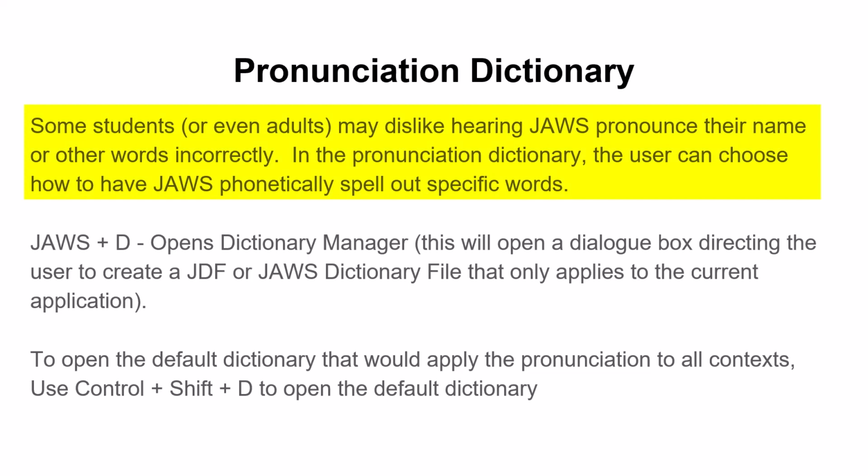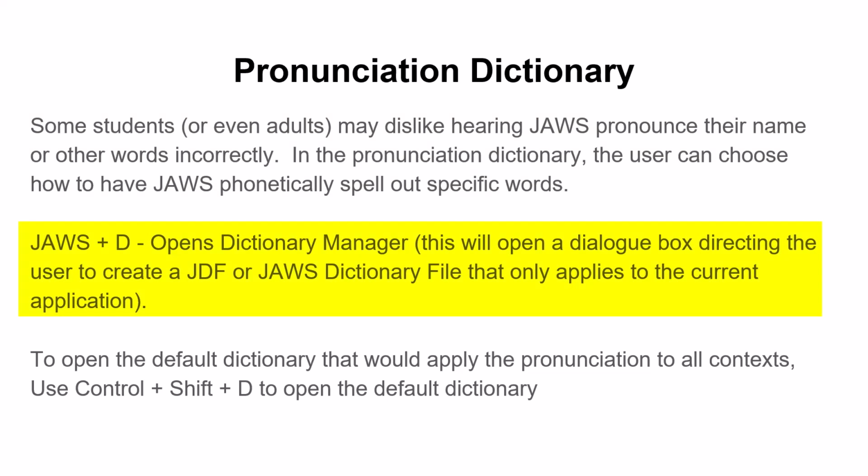Some students, or even adults to be honest, might dislike having JAWS pronounce their name or other words that they hear frequently incorrectly. It's a fortunate thing then that JAWS has a pronunciation dictionary, and the user can choose how JAWS says or pronounces words that it comes across by phonetically spelling them out and kind of defining how JAWS would say them.